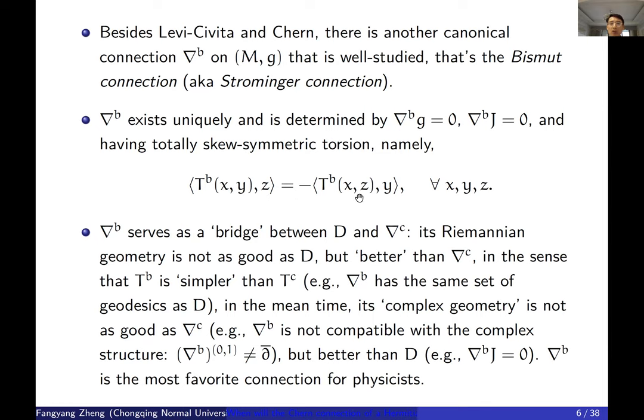Because it's totally skew symmetric, it doesn't have a symmetric part. So the symmetric part of the connection is torsionless in a way. So the Bismut connection and the Levi-Civita connection share the same set of geodesics. In essence, the Riemannian geometry study is easier than with the Chern connection, which has a bigger torsion in a way. But on the other hand, the complex analytic property is not as good as the Chern connection.